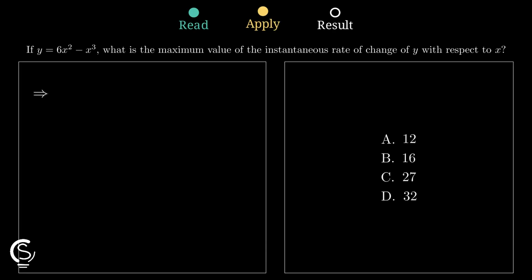To maximize this rate, we take the second derivative and set it to 0. Solving 12 minus 6x equals 0 shows the peak occurs exactly when x equals 2. Let's go.